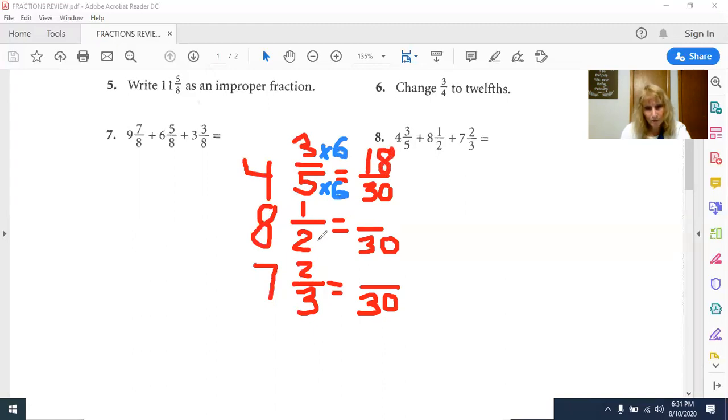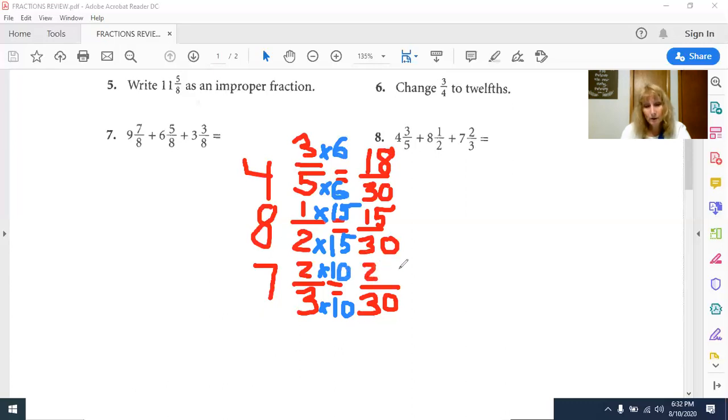Now I have 1/2, so 2 times what gives me 30, right? 15. So I have to multiply the top number by 15. So it's just 1 times 15 there, isn't it? So that will give me 15. And then on the next one, 3 times something gives me 30, right? 10. And I have to multiply the top number, the numerator, by 10 as well. And 2 times 10 will give me 20.